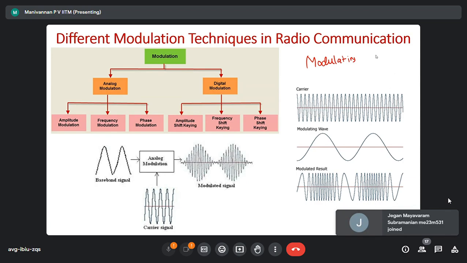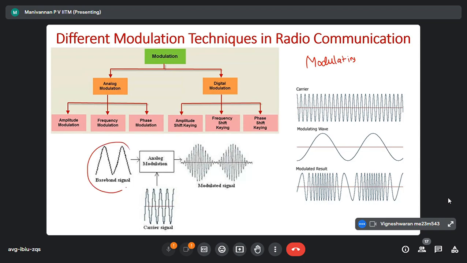For example, when I am talking, I may talk in a very low voice. Suddenly, I raise the voice. If I do that, changing the level of my voice, that is called modulation. While singing, people say modulation. Different voice is modulated. That means varying the intensity of sound. In radio communication, I want to transmit this signal.